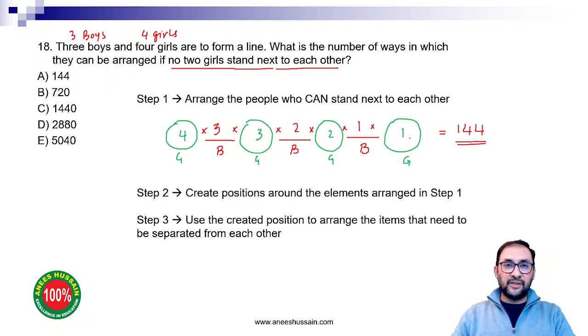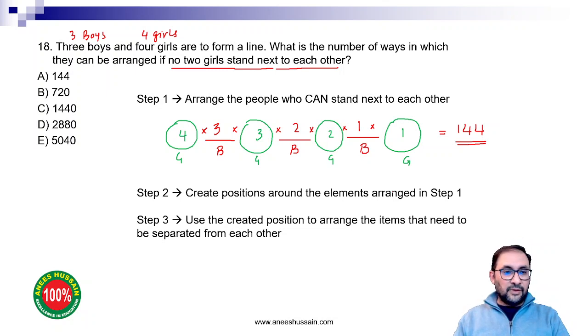This is the number of ways you can arrange the girls and the boys in such a way that the girls are all separated from each other. I hope this is clear to all of you. So the answer to number 18 is option A.